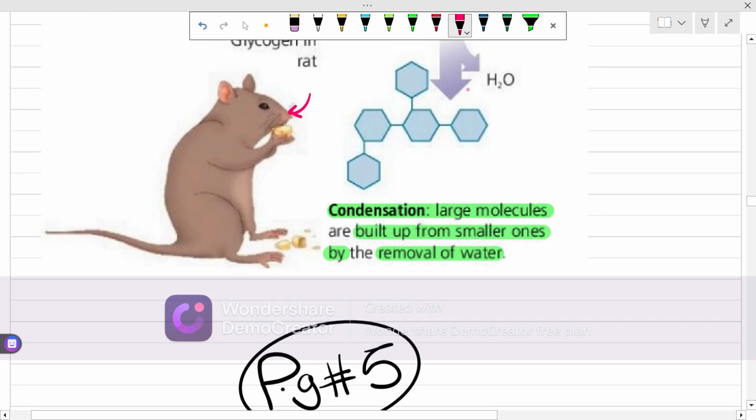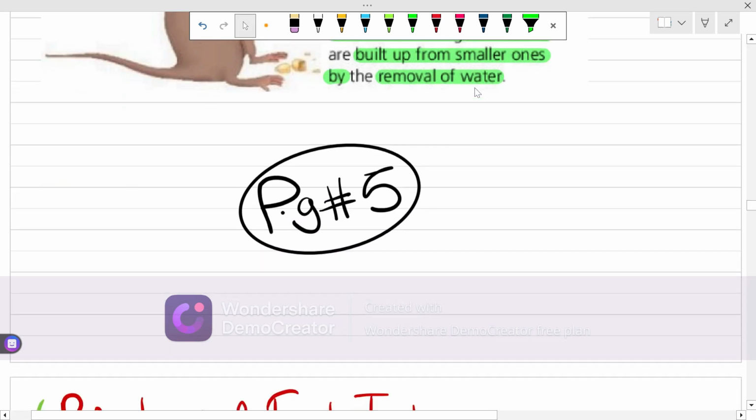Condensation is the opposite, where large molecules are built up from smaller ones by the removal of water. So hydrolysis, you add water to break down molecules. Condensation, you remove water to build up molecules.